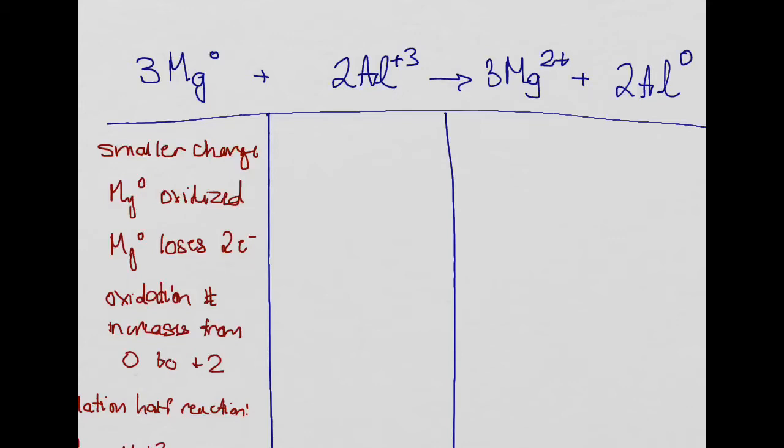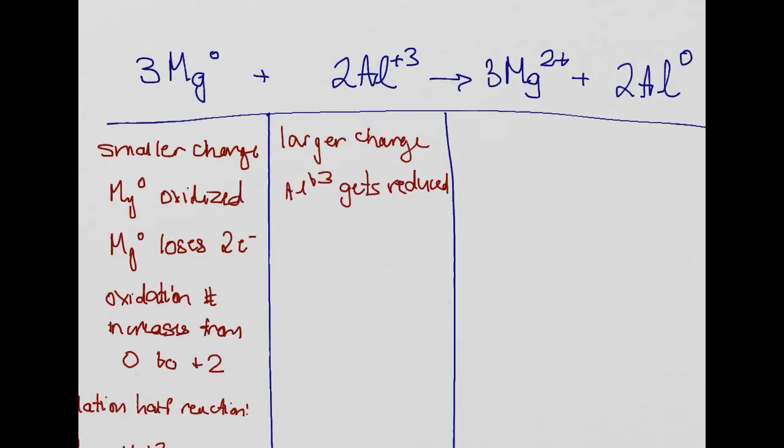So aluminum has a larger charge than magnesium. Therefore, aluminum gets reduced. So I'm just going to write this here. It has a larger charge. Aluminum +3 gets reduced. It also gains 3 electrons. If you take a look over here, it goes from a charge of +3 down to a charge of 0. That means it gained 3 electrons.